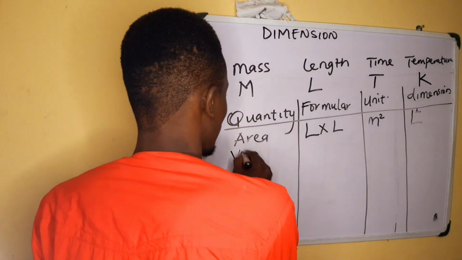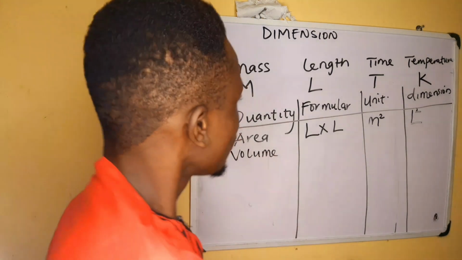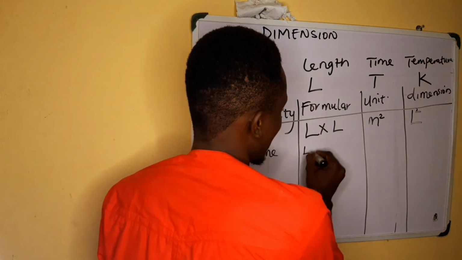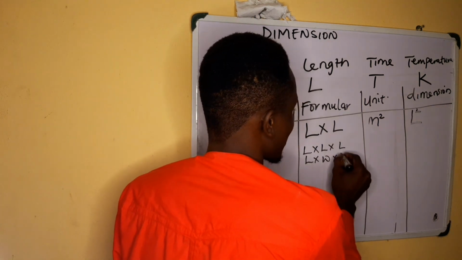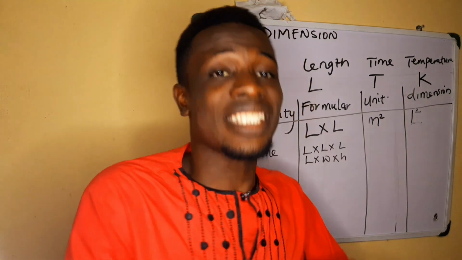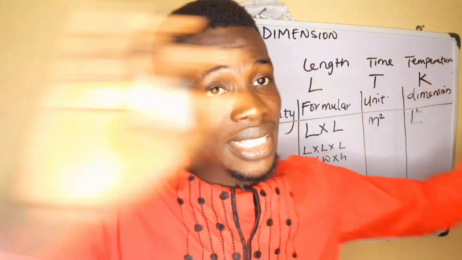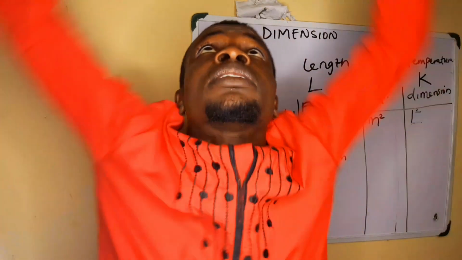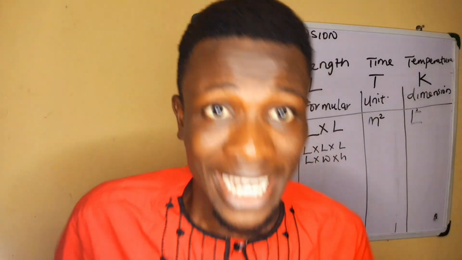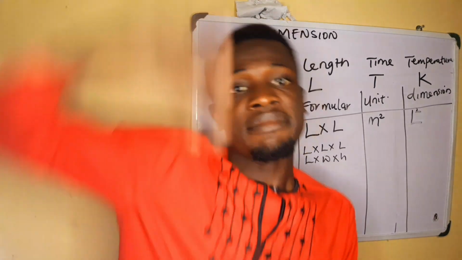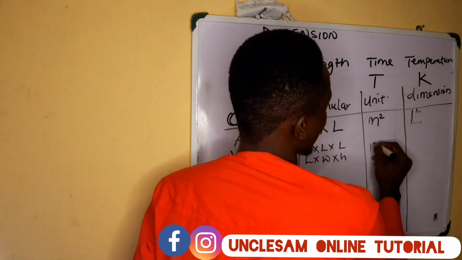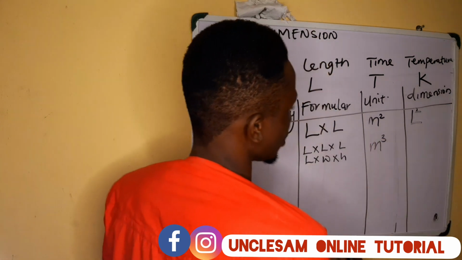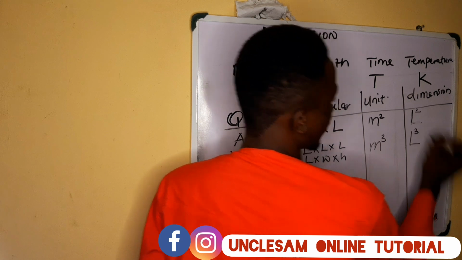Next up on our list is volume. The formula for volume is length times length times length, or length times width times height. Whichever one, they are still the same thing. It's a distance from one point to another. Whether vertical, it is still length. The reason you call it height is vertical position, but it's still length. The unit is meter cube. Then the dimension is going to be L raised to the power of 3.